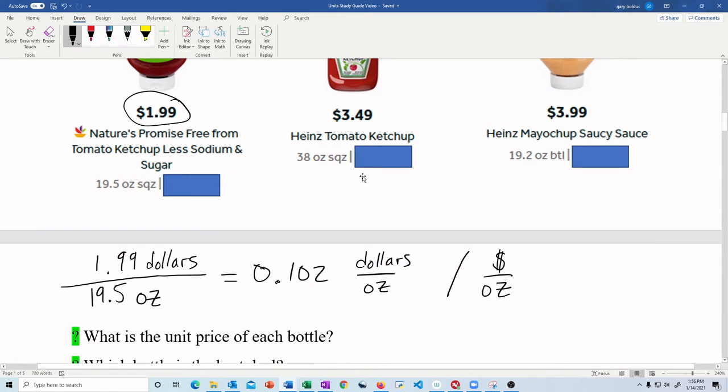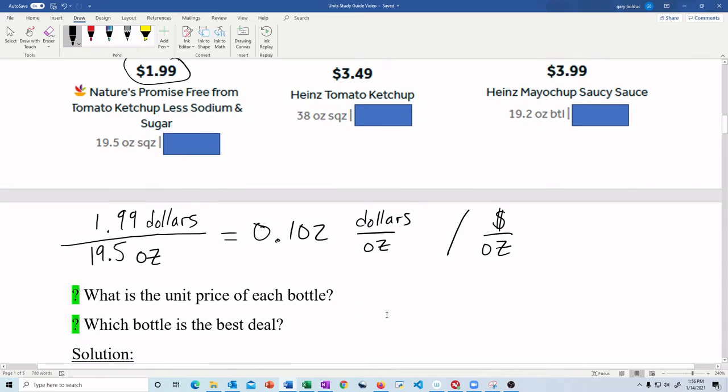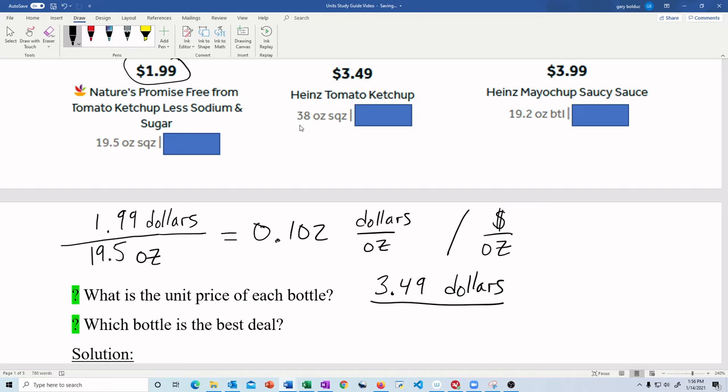All right, so let's try it. Let's do this one right here. So we'll put the work right here. So for bottle number 2, again, what's the price? $3.49 divided by, and this one is 38 ounces. Okay, and so let's do the math. What do we type into our calculator? We go 3.49, and then we hit the divide symbol, 38.